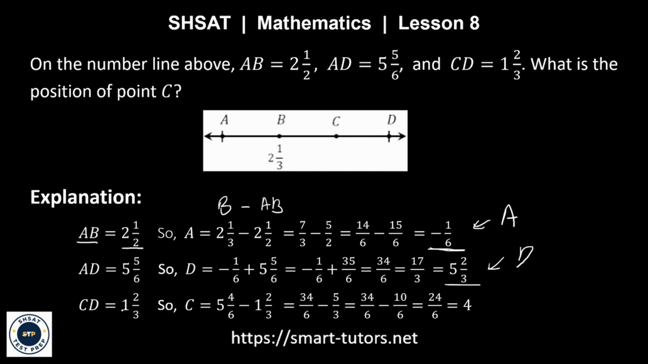Now we want to figure out the position of C, so we use the other information that we have. CD is equal to 1 2/3. We can figure out the position of C by taking the position of D and subtracting the value of CD. So we have 5 4/6, which is the same thing as 5 2/3. You subtract that and simplify, do the same as any subtraction problem, and you get 24/6, which is a value of 4. So the position of C is actually 4. That's our answer right there.